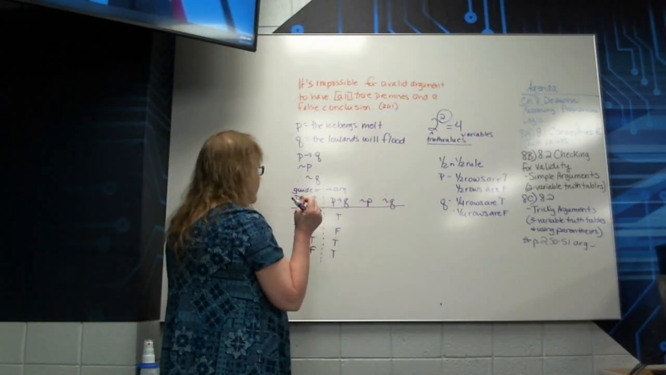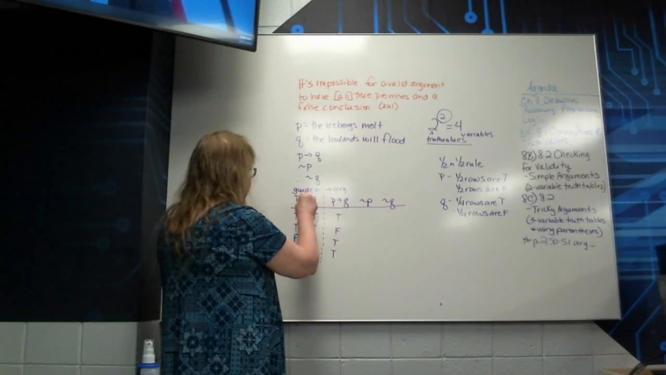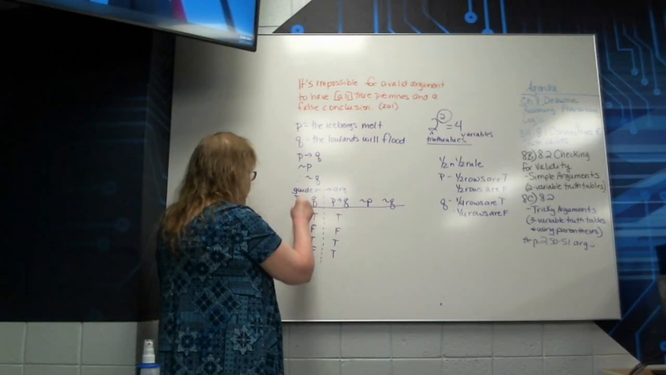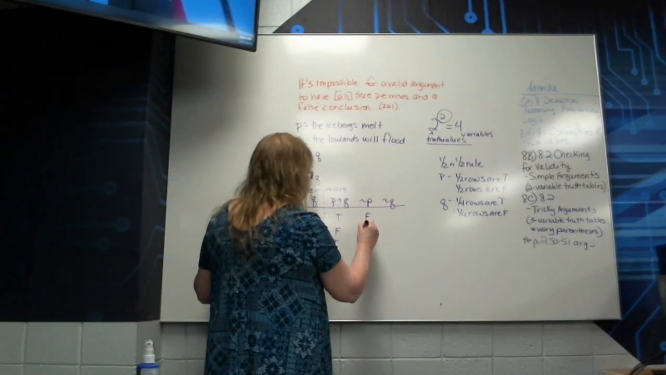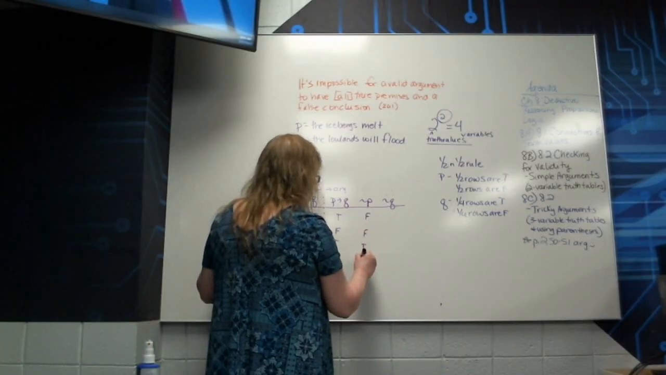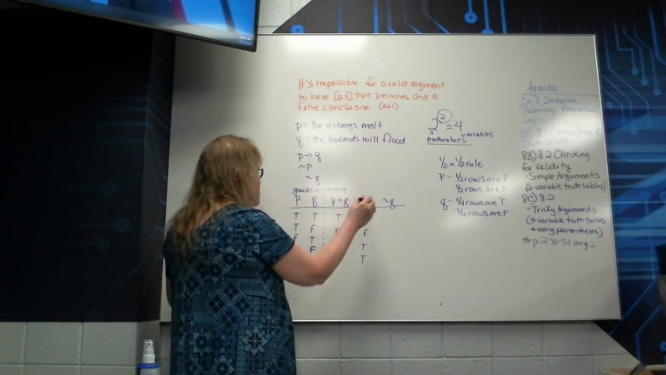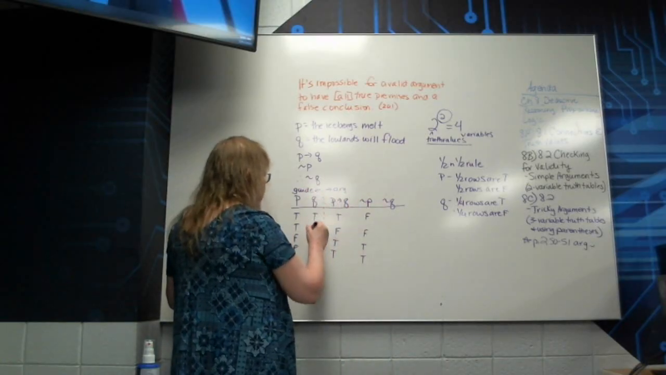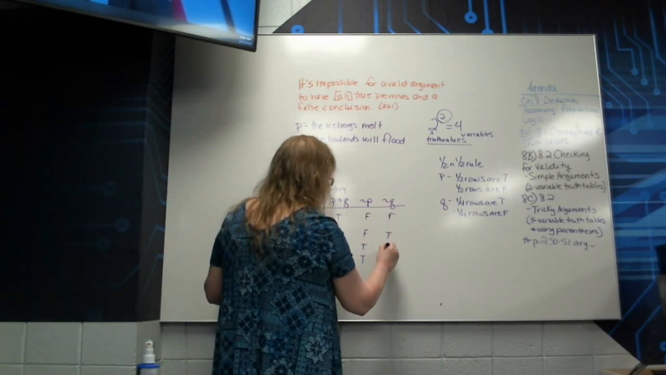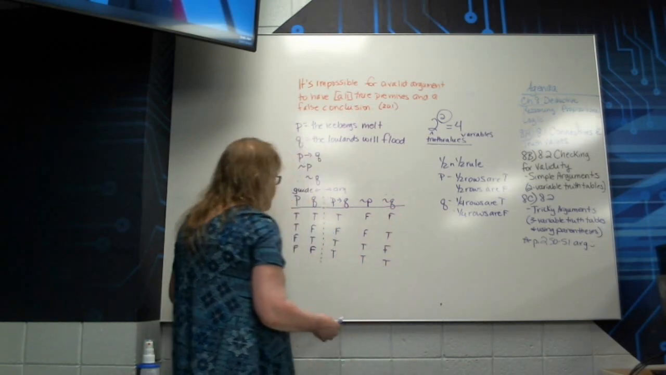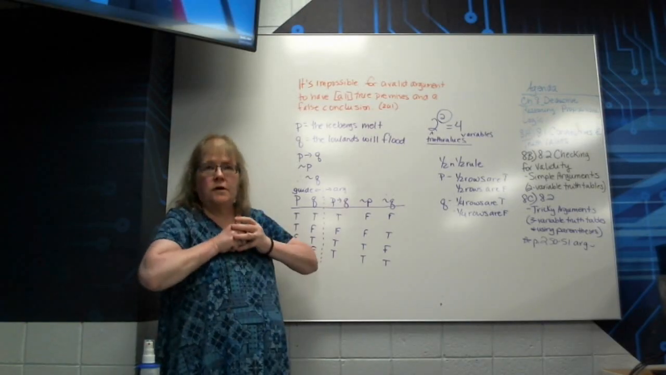Not P. For negation, we know it's opposite day. So I'm going to look at my guide for P, which is true, true, false, false. So opposite would be false, false, true, true. And then my conclusion is not Q. So again, it's going to be opposite day here. False, true, false, true.